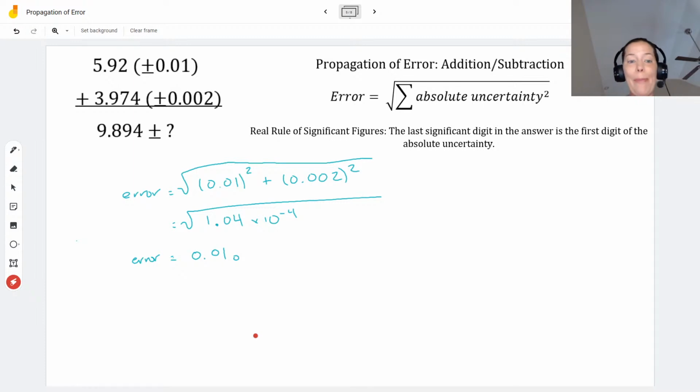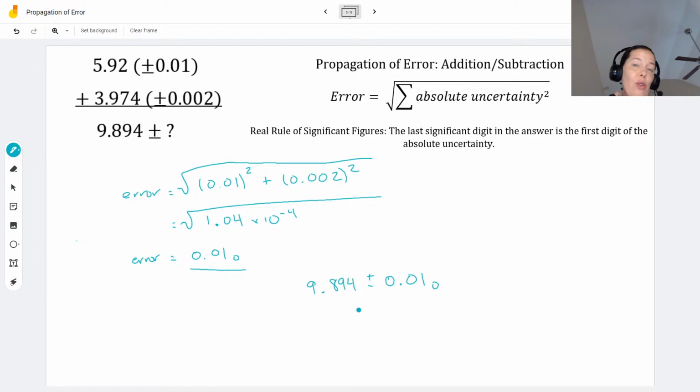Okay. With that being said, let's actually write out our answer properly. So now we have our error. Our answer for this problem is 9.894 plus or minus 0.01. Again, I do that subscripted 0. Okay, at this point, I want to bring up the real rule for sig figs, because I have just added my 5.92 plus my 3.974, and I just put down what my calculator gave me, and then I propagated my error. But where do I round my 9.894 to?